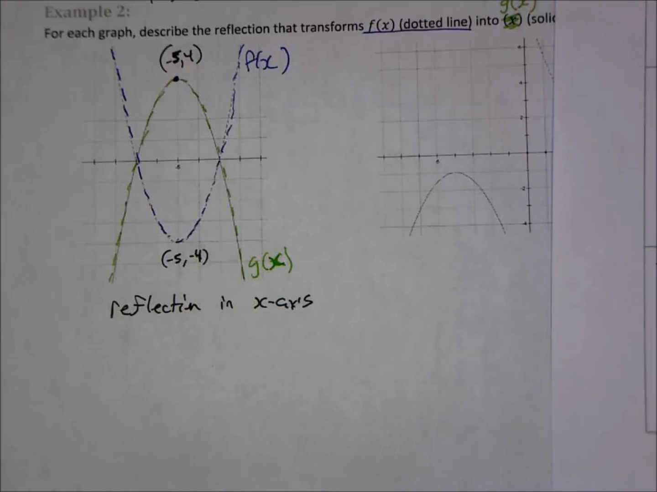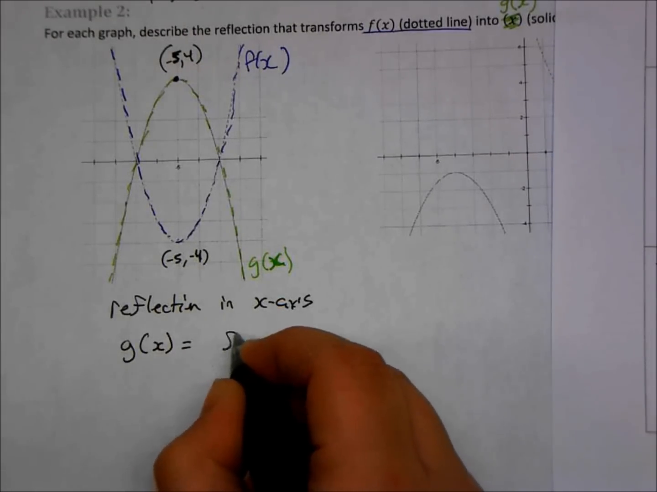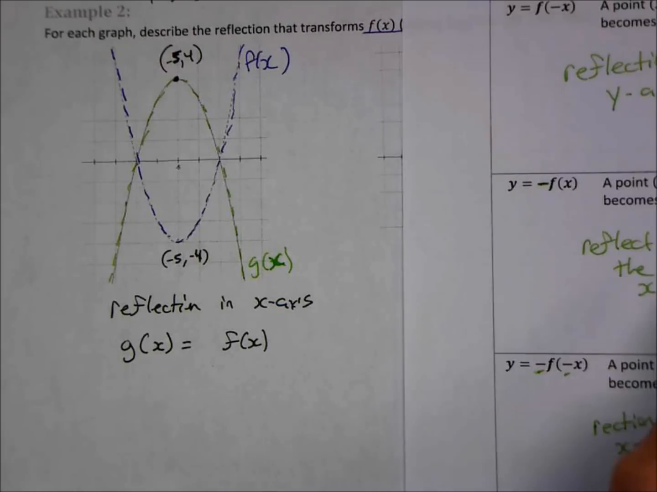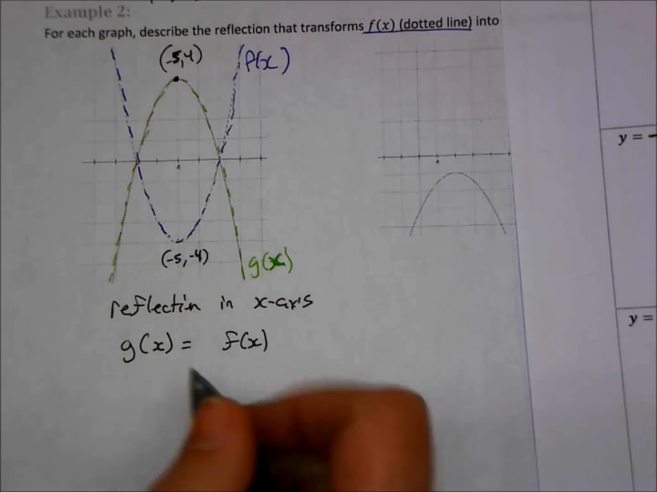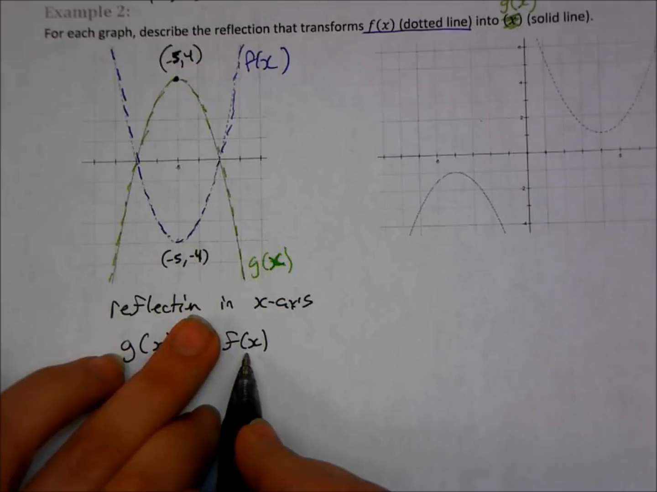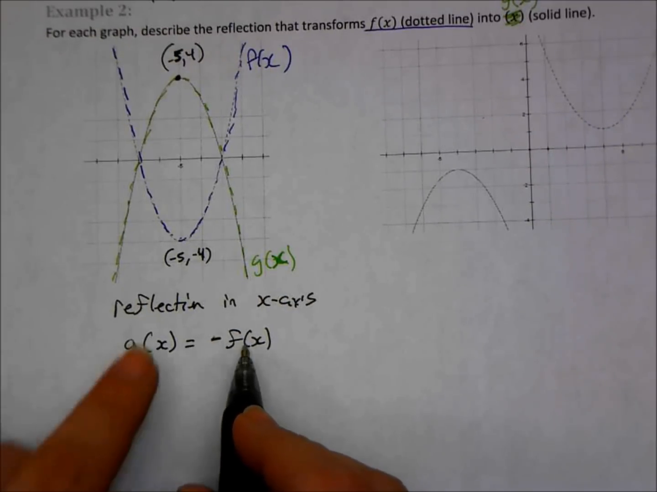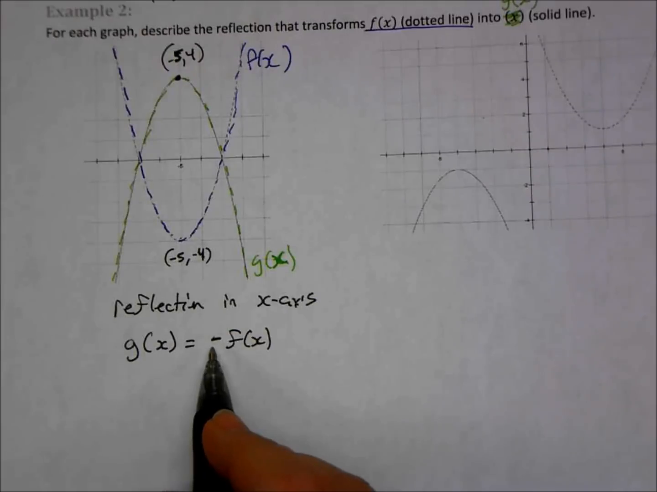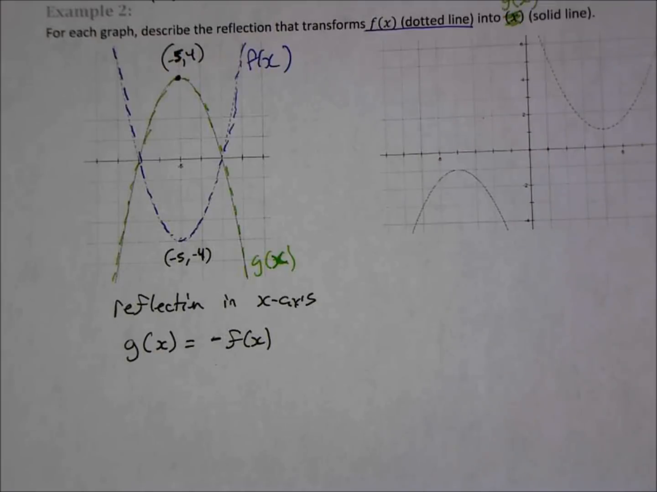And so our original f of x, we could write that g of x is equal to negative f of x. If it's a reflection in the x-axis, that means a negative out front. So g of x is the exact same thing as f of x, except there's a negative out front, making a reflection in the x-axis.